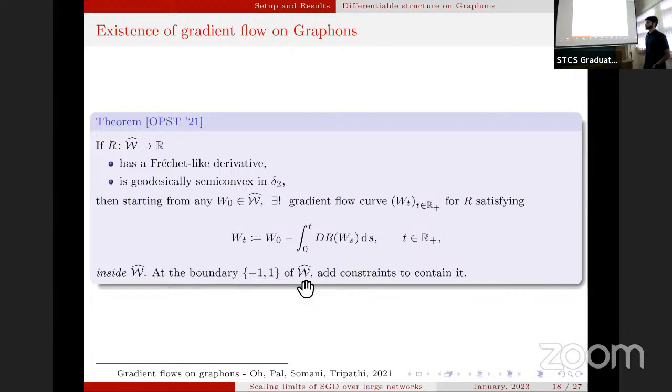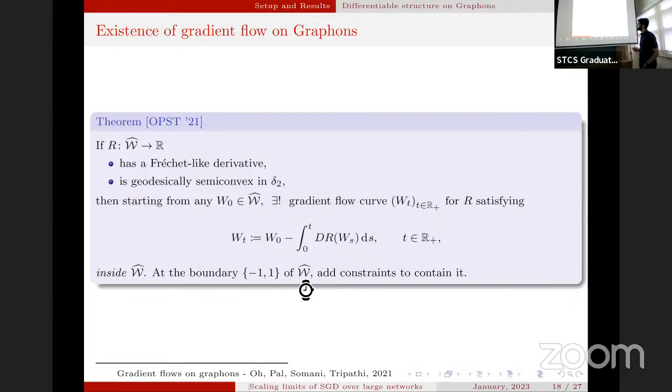Okay, so we have a notion of gradient. What about gradient flow? Do they even exist? So let's say you again have a function R on graphons, and let's say it is differentiable with respect to what we defined as the derivative, so that at every W there is a derivative. Let's also assume for a moment that it is geodesically semi-convex with respect to our invariant L2 metric. This allows us non-convexity also.